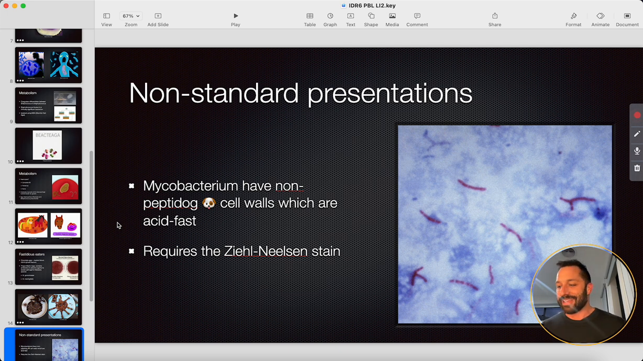We've also got non-standard presentations. We've spoken a lot about tuberculosis, including this week. And because there's no peptidoglycan cell wall, we need to use a different stain. It's a non-standard stain. It's a Ziehl-Neelsen stain, which stains the acid-fast cell wall that this particular mycobacterium has.